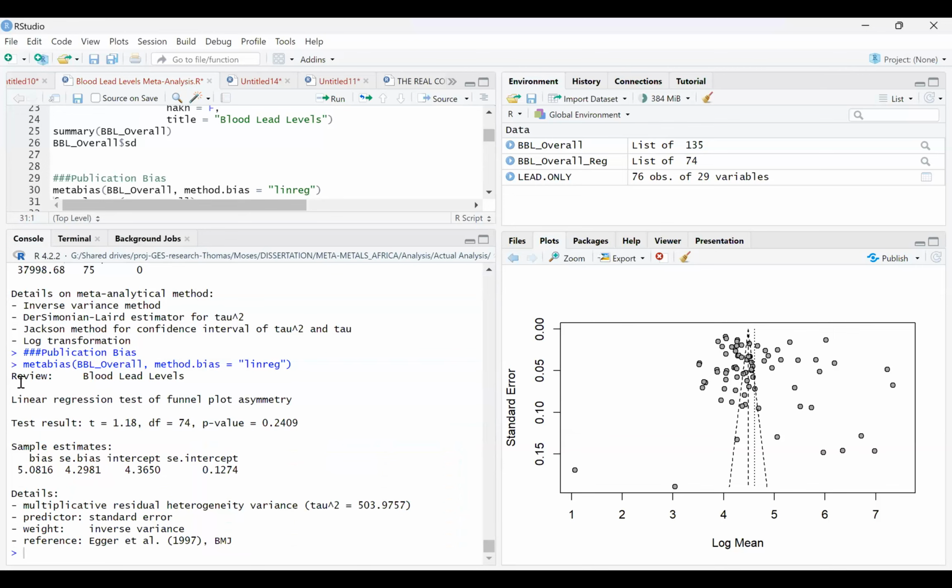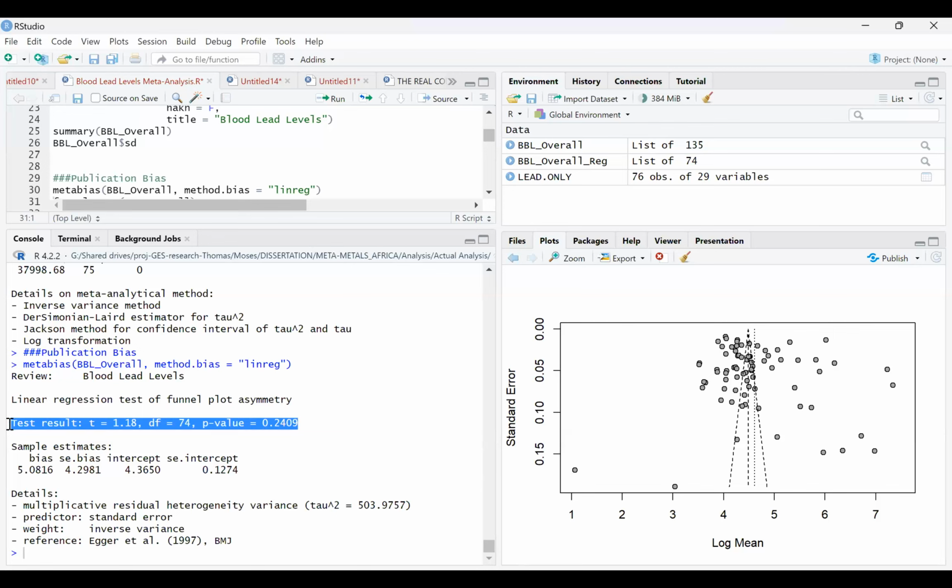So you can see that is the title. We have review, blood levels, linear regression test of funnel asymmetry. It's indicated clearly. Test results: t-value 1.18, degrees of freedom 74, p-value more than 0.05. If you remember clearly, I demonstrated with a theoretical explanation: if you have a p-value more than 0.05, it means you don't have significant asymmetry.